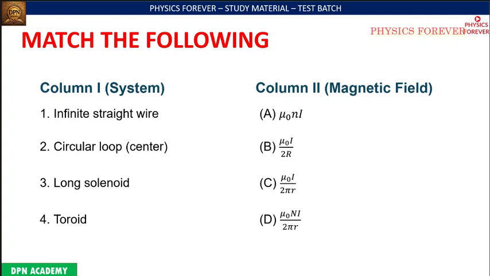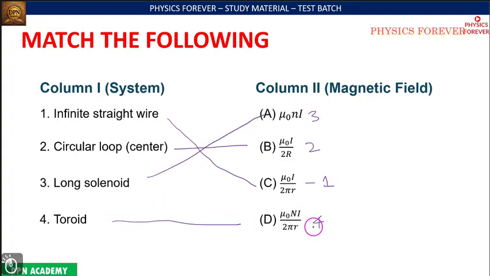Okay, so from the match the following, which one is correct for infinite straight wire? We have already given it. The correct answer for infinite straight wire is C, which is 1. Then for circular loop, the correct answer is B. Similarly, for long solenoid, the correct option is A. Then for toroid, D. Okay, so this is the correct option from the match the following.